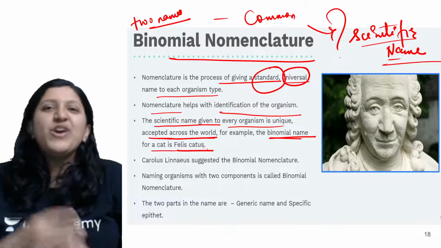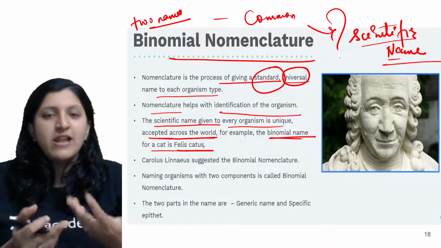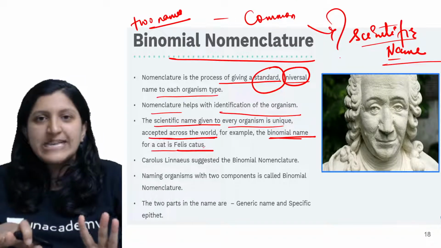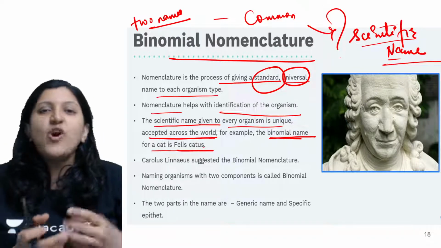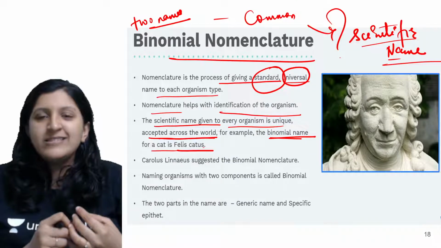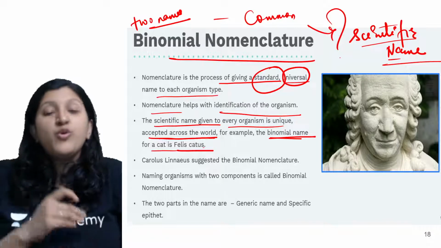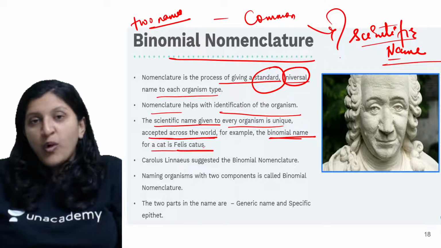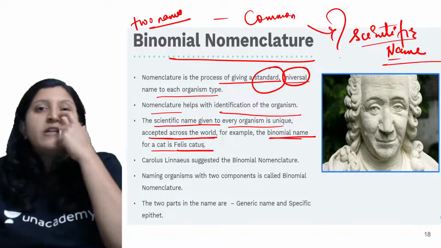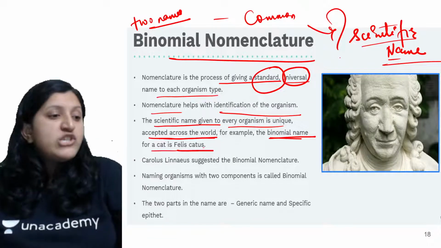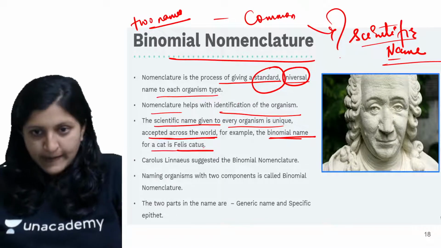If I have to mention my region, which is Bangalore, for a cat we call it Bekku. In different regions, they call it by different names. So in order to avoid the confusion, one standard and unique name is given, which is accepted throughout the world.